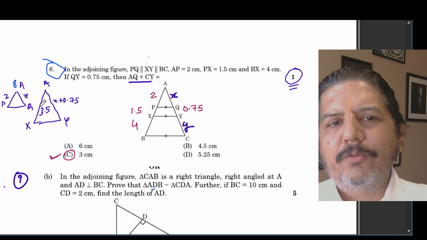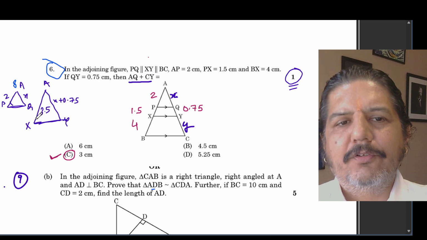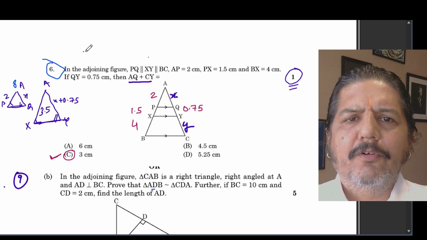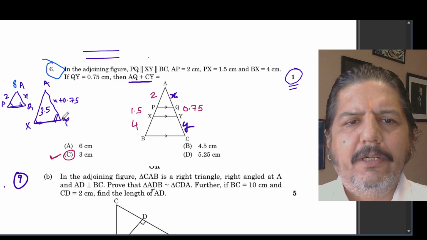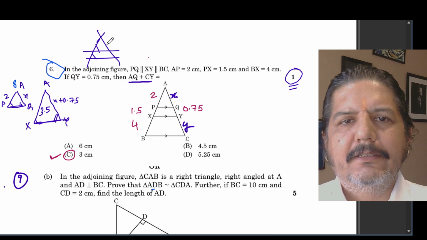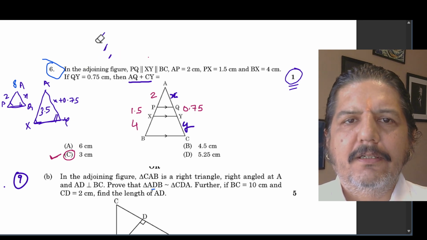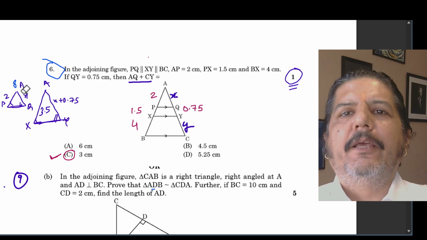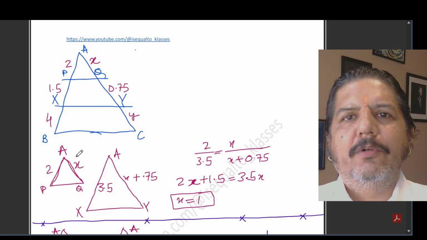I'll be taking these two triangles, and because this line is parallel to this line, this angle is equal to this angle, and this angle is equal to this angle. Properties of parallel lines. PQ and XY are parallel lines, and that's why these angles are equal. So I have proved that APQ is similar to AXY, and that is why I can take these ratios.